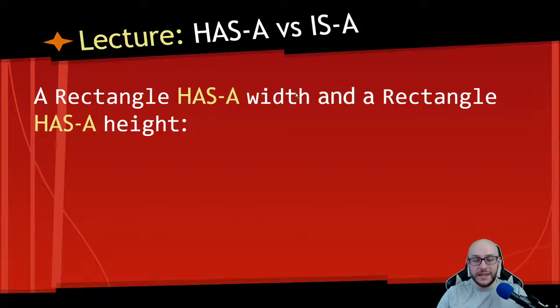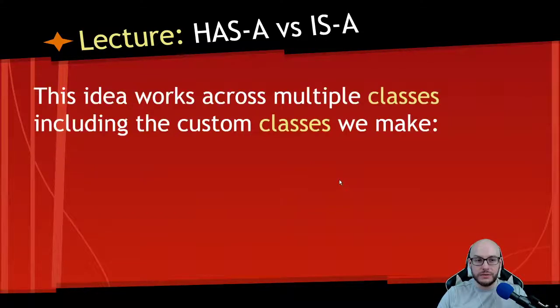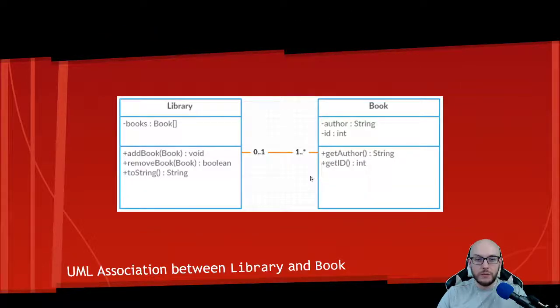A rectangle has a width. A rectangle has a height. Again, these are going to be instance variables. We model has-a relationships via instance variables. This idea works across multiple classes, including the custom classes we make.